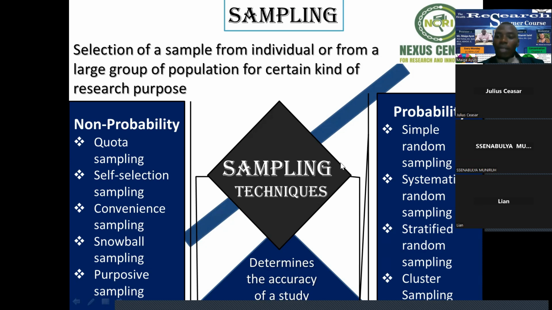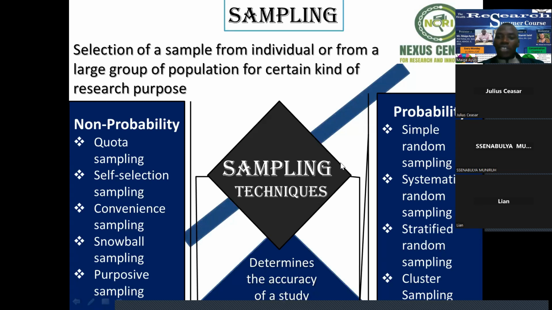Okay, so that causes a selection bias. So for non-probability sampling, or when you sample a population whereby the manner of picking your participants is not based on probability, it's not based on chance, that is what we call the non-probability method of sampling. Examples of non-probability sampling are self-selection sampling, convenience sampling, snowball sampling, and purposive sampling.